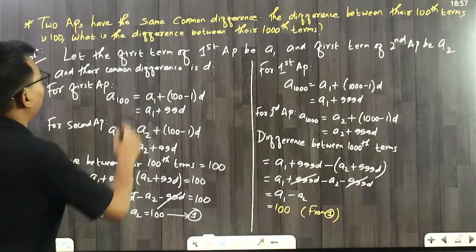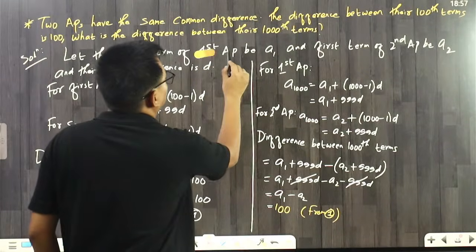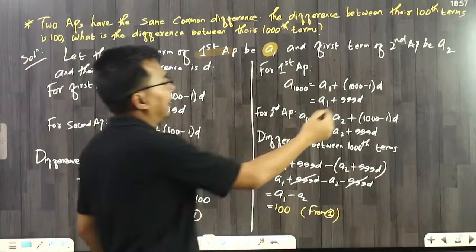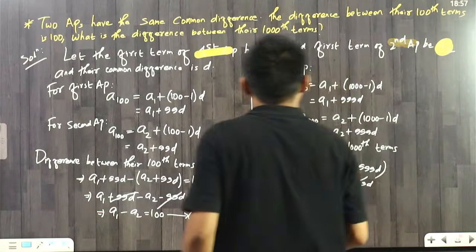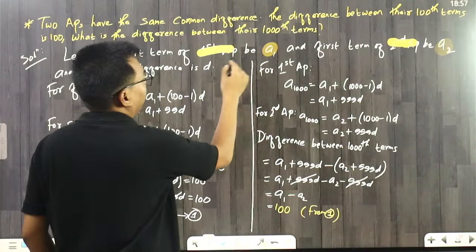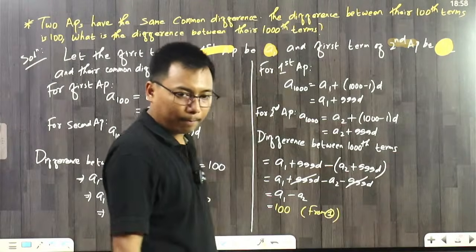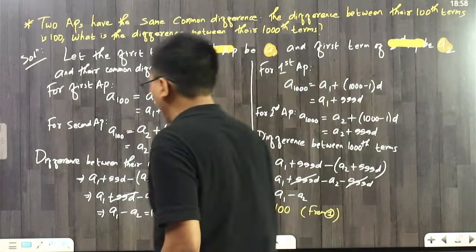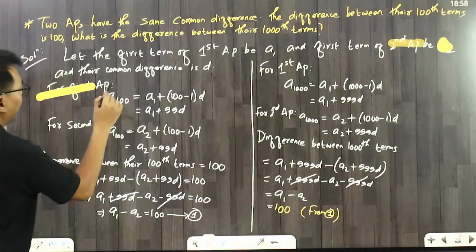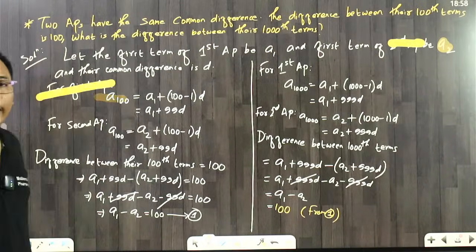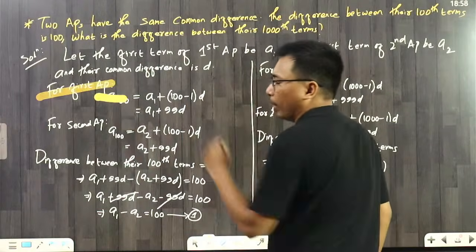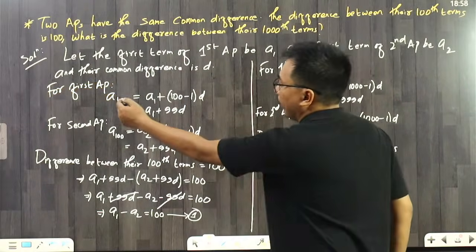See properly. The first term of the first AP is A1. And the first term of the second AP is A2. I think this is clear, right? Now for the first AP, A100. A100 means what? A100 means the 100th term, right?